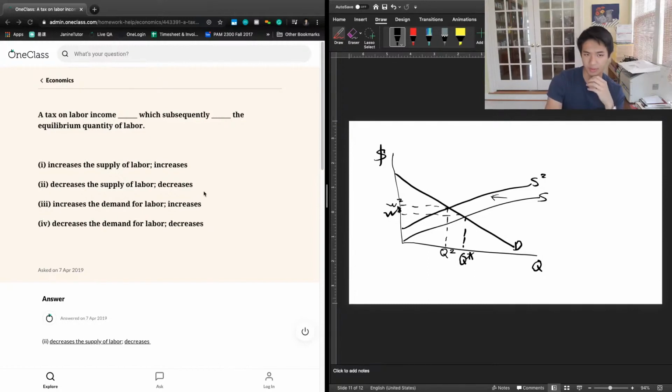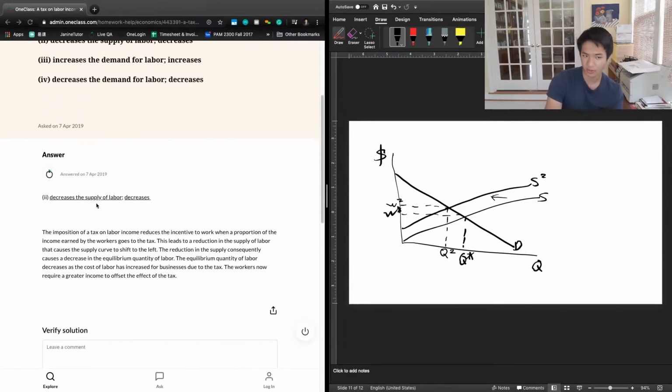And we can take a look at the previous tutor's answer. So the previous tutor also said answer choice 2 decreases the supply of labor and decreases. And they say that the imposition of a tax on labor income reduces the incentives to work when a proportion of the income earned by workers goes to tax. This leads to a reduction in the supply of labor that causes the supply curve to shift to the left. The reduction in the supply consequently causes a decrease in the equilibrium quantity of labor. The equilibrium quantity of labor decreases as the cost of labor has increased for businesses due to the tax. The workers now require a greater income to offset the effect of the tax.